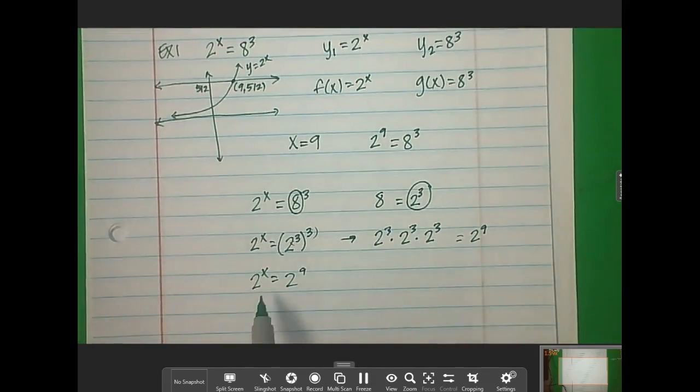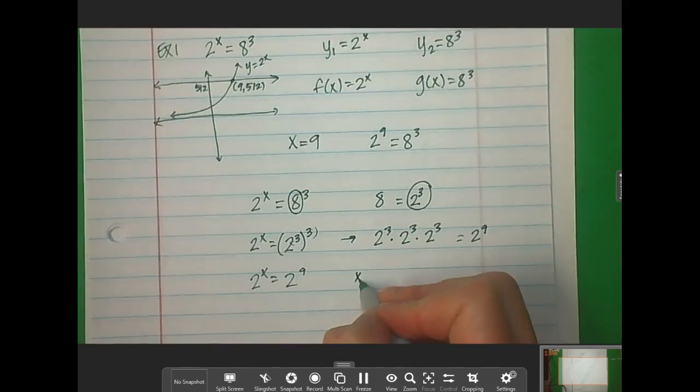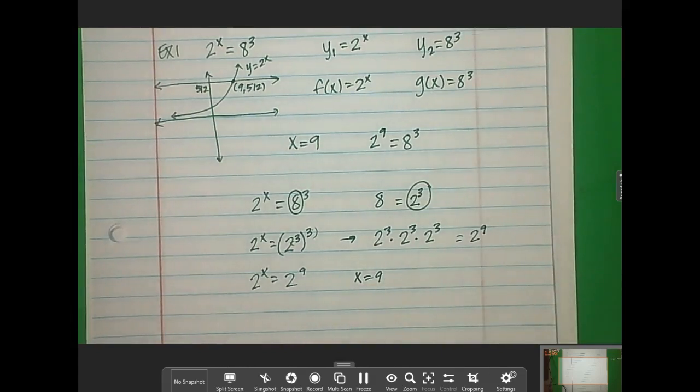All right. Now that my bases are the same, I can set my exponents equal to each other, so x is 9. So your bases have to be the same, and then you can work with your exponents. Okay? Are we good on that? You guys want to try one?